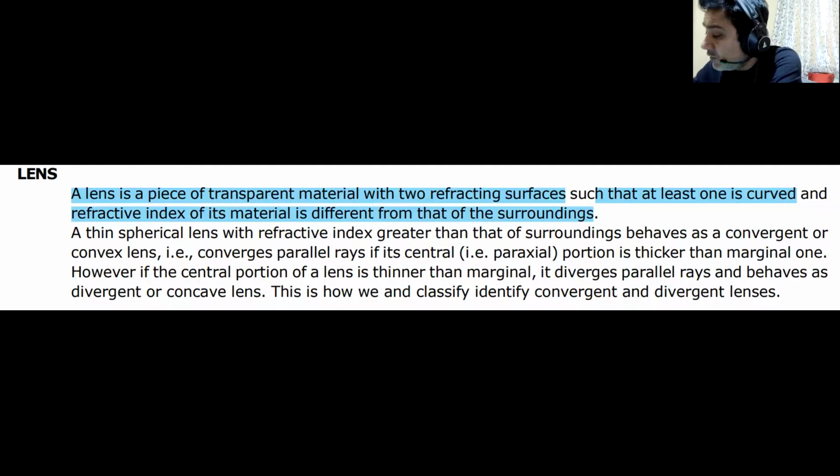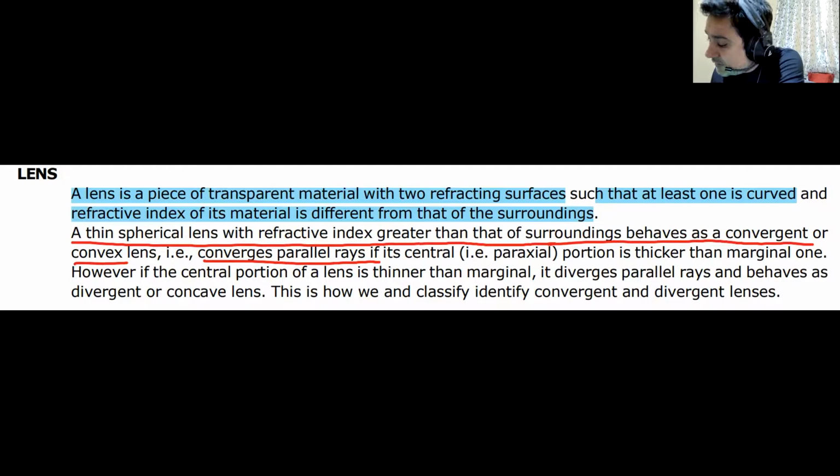Okay. Now we have two types of lenses. One is known as the converging lens, which converges. One is a diverging lens, which diverges. In general, a thin spherical lens with refractive index greater than that of its surroundings behaves as a convergent or convex lens. It converges parallel rays. So basically they have two types of lenses, convergent and divergent. A converging lens is also known as a convex lens. They converge light rays. A divergent lens diverges.